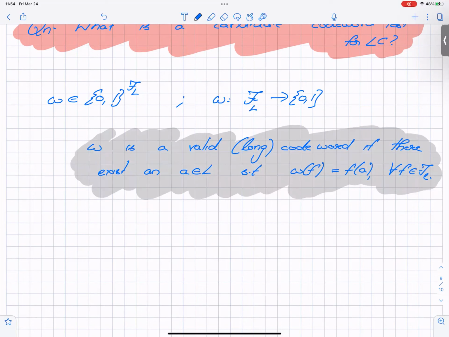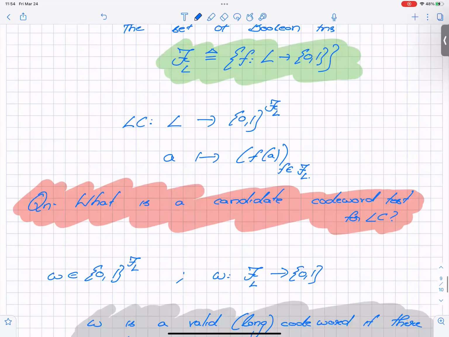No. Each element in what? For each element in L, you are saying whether or not it is 0 or 1. Not for each. I give you a W, which is just a long string in {0,1}^{F_L}, and I'm asking you, is this a long code word? It's almost like a linearity test.